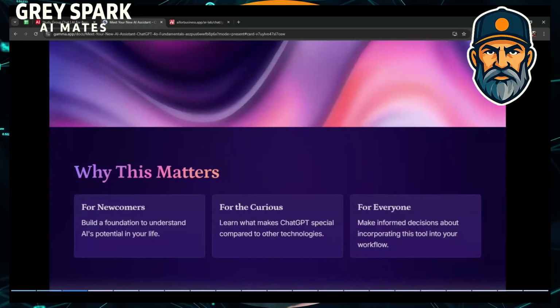Whether you're a complete newcomer to AI or you're someone who's heard of ChatGPT but never understood what makes it so special, this session will give you the foundation you need to make an informed decision about incorporating it into your work or into your personal life, or both.